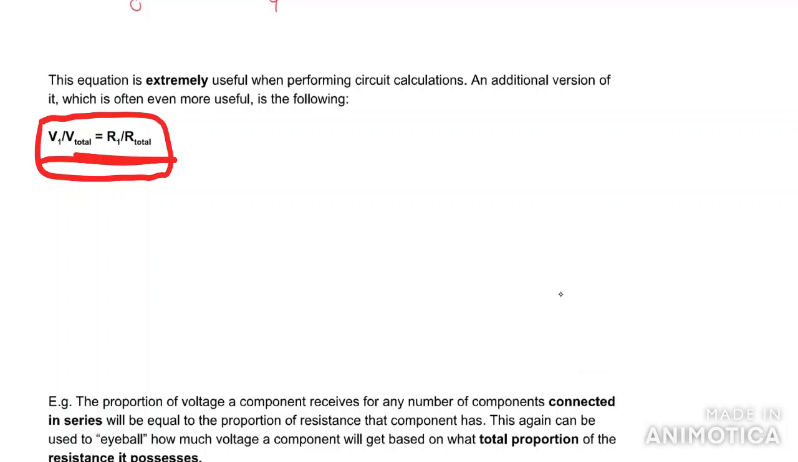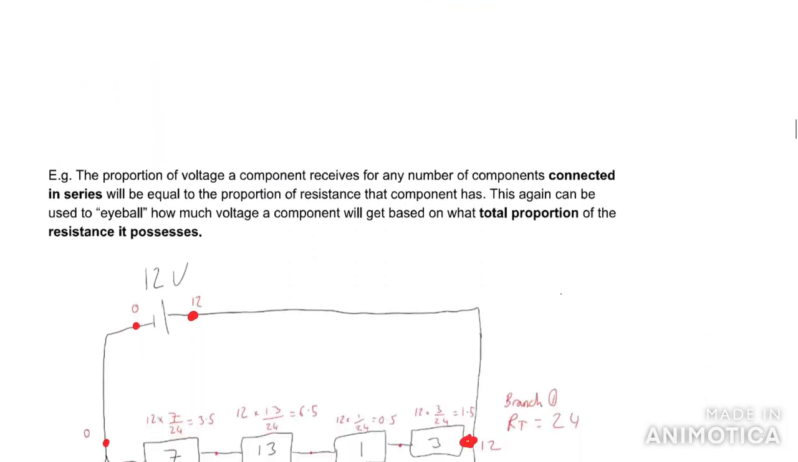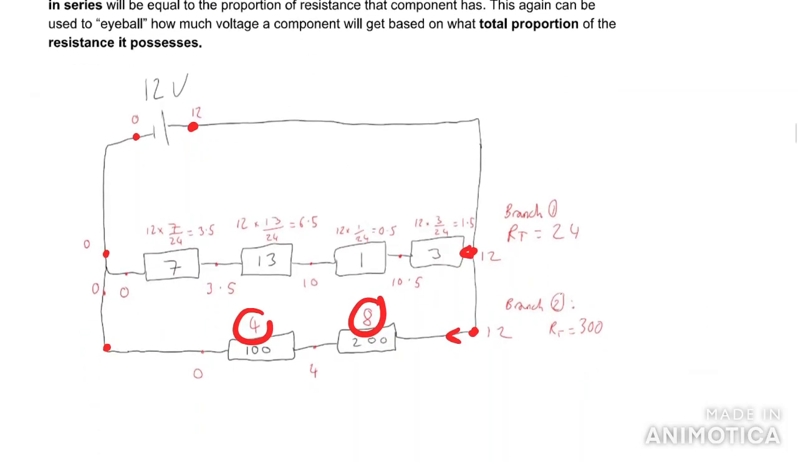You just ask yourself, what proportion of the total resistance does a resistor have? That would be the same as the proportion of the total voltage it gets. So how much resistance does this branch have? Well, 7 plus 13 plus 1 plus 3, so we get 24 in this branch. And across the entire branch, we know that there's 12 units of energy being spent.